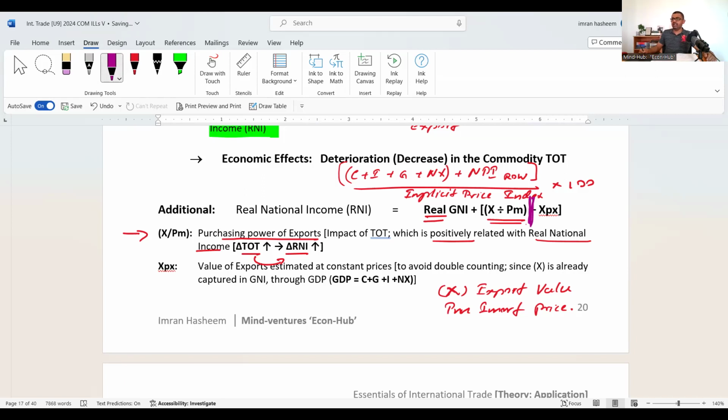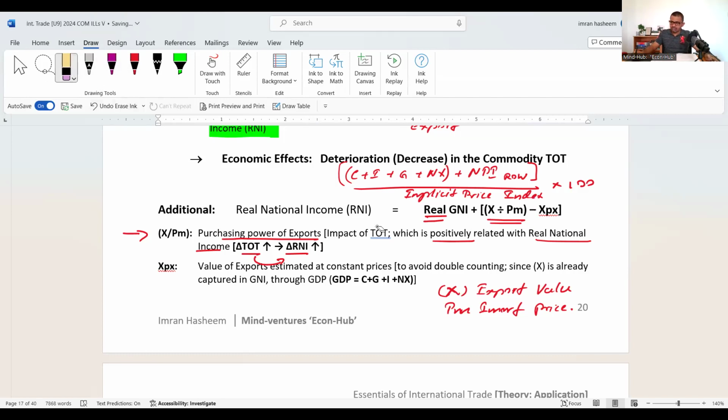The formula should end there. Fine, we have done what we need to do. We have taken real GNI. We have added the impact of terms of trade on the real GNI. Job done. Then we get the real national income. Then what is that last part? Why do we need that last part? What is that all about?